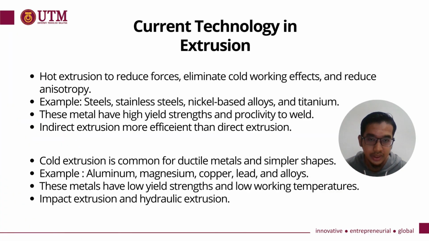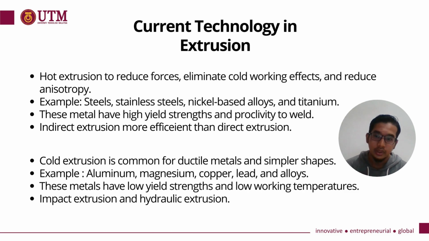Let's take a look at the extrusion process in plasticity application. In current technology, metals are commonly extruded using hot extrusion, to reduce force, eliminate cold working effects, and reduce anisotropy. Examples of metals that use hot extrusion are steel, stainless steel, nickel-based alloys, and titanium. These metals have high yield strength and proximity to weld. In hot extrusion, we can see that indirect extrusion is more efficient than direct extrusion.